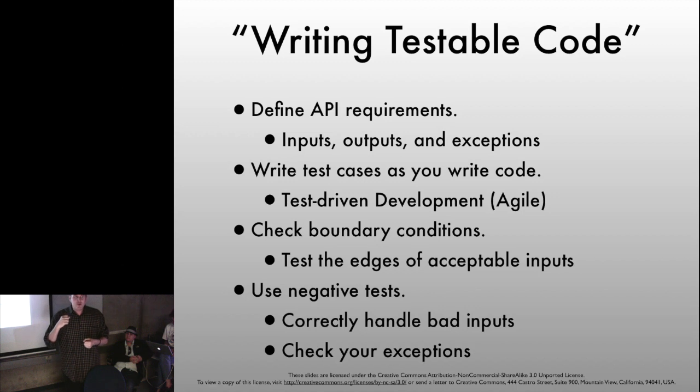Also, use negative tests. Also check to make sure that you're handling bad inputs correctly. Make sure that if you have a range from 0 to 100, that you're not only checking 0 and you're not only checking 100, but you're making sure that you fail correctly on -1 and 101. So you want to check those, and you also want to check your exceptions too. Force your code to throw exceptions. Check and test to see that it has thrown that exception.